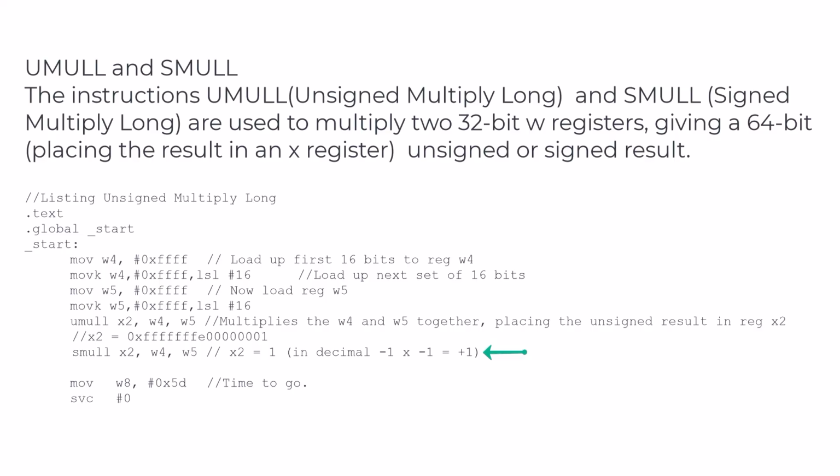So because we're loading up the registers with all ones, in the case of the signed instruction, that's -1 in each of the registers, so W4 and W5. And we know, of course, that -1 times -1 gives a value of +1.